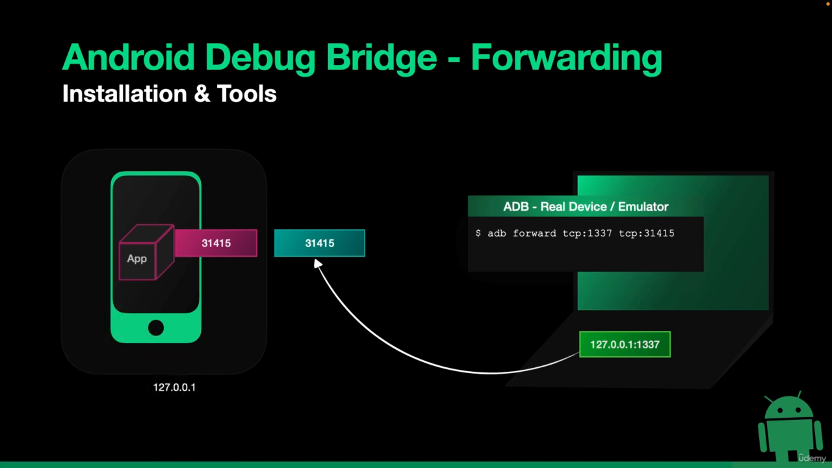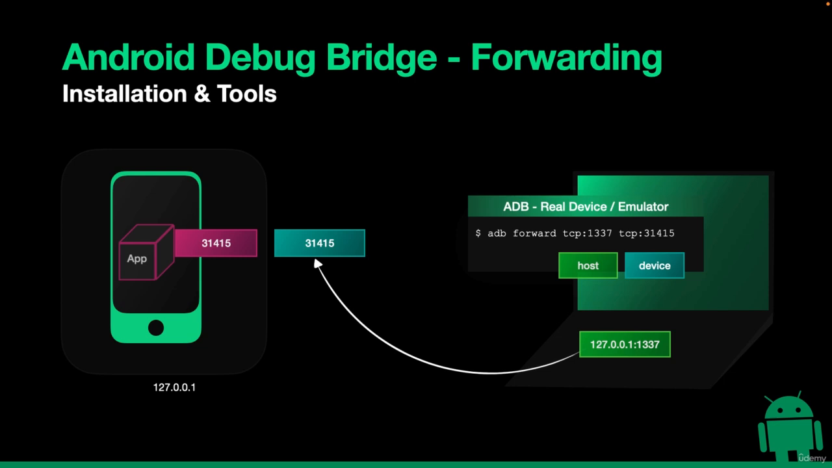The first port is therefore the port on the host system. So we've got the protocol TCP and then 1337. So this will be opened on the local interface. And the second port is the port on the device where we want to forward this traffic to. So in this case, 31415. Yes, this time I counted correctly. All right. And then we could also have ADB reverse.